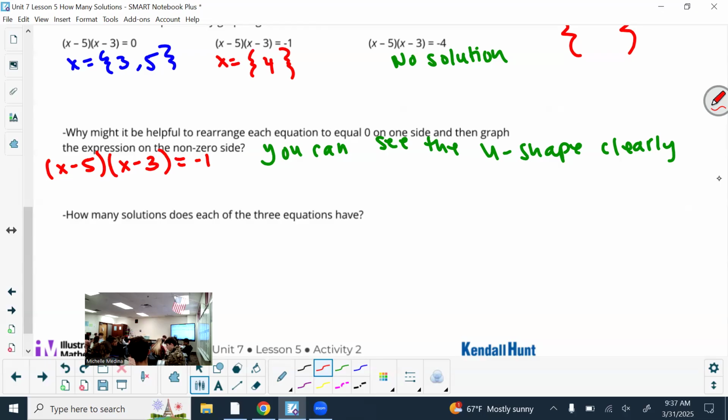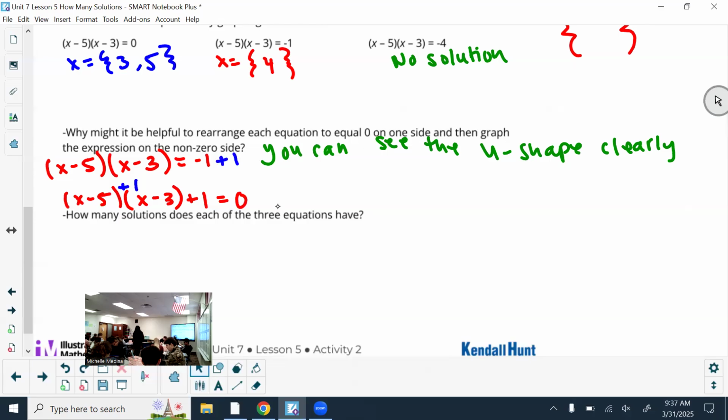You could add 1. Whatever you do on one side of the equal sign, you do on the other, and now you don't have to do anything too crazy. I mean, you really can't. My left side is just now going to have a +1 on the end, and my right side is equal to 0. That's what they mean by rearrange it to equal 0.